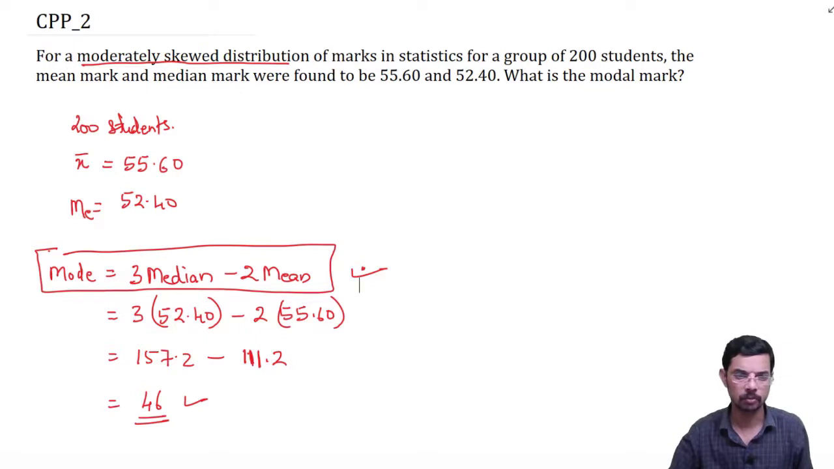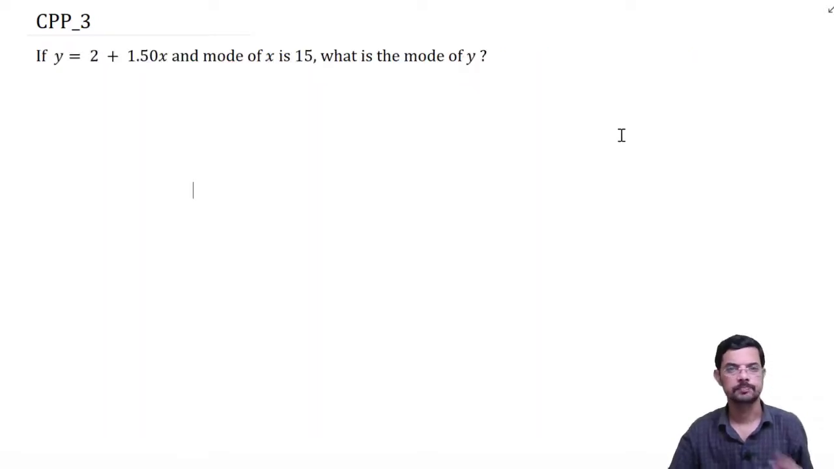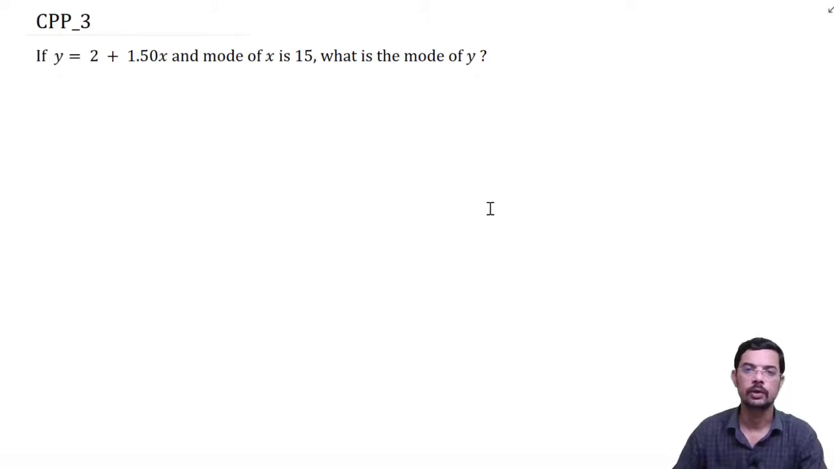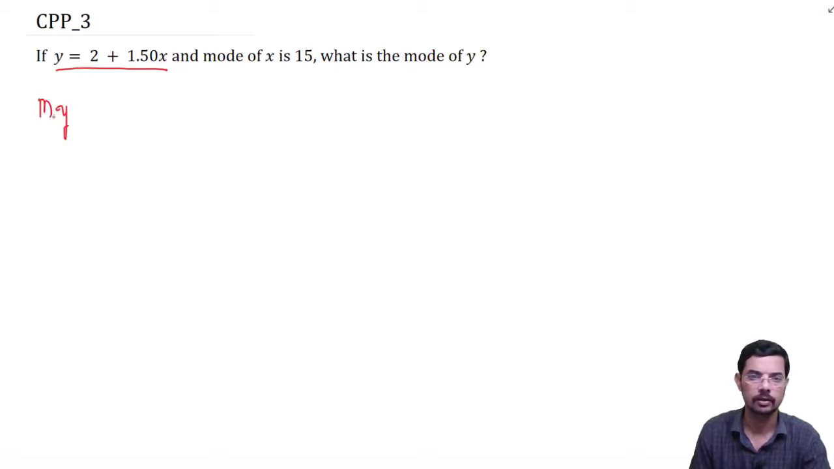Next and the last problem for this class is to check how mode is affected by change in scale and origin. We know that mode is affected by change in scale and origin. If y is equal to 2 plus 1.50 into x and mode of x is 15, then what is the mode of y? We know that the mode of y will be equal to 2 plus 1.50 into mode of x.